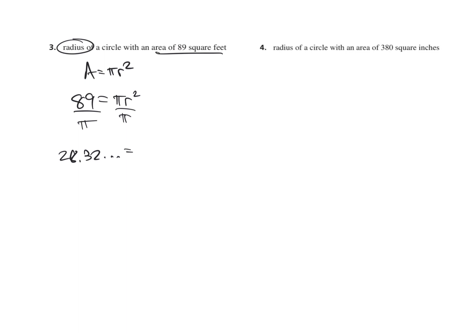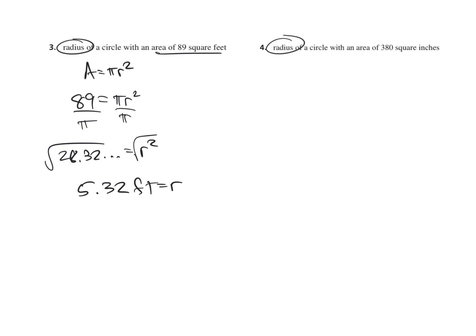Number three, area of a circle is pi r squared. Now they gave us the area of the circle, that's 89, and it wants the radius. So we're going to divide by pi. So 89 divided by pi gives us 28.32 and so on, equals r squared. So now we take the square root of both sides, and we get 5.32 feet for the radius.